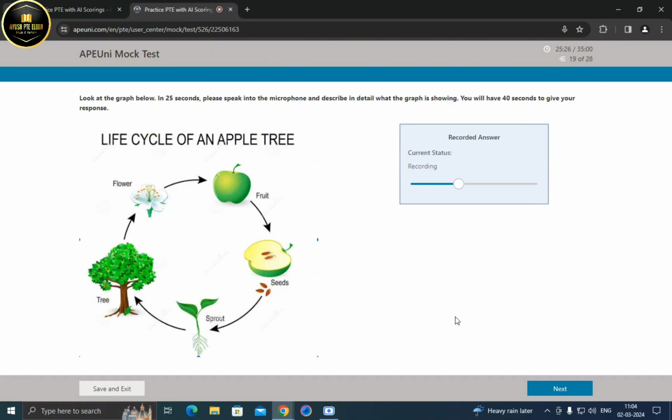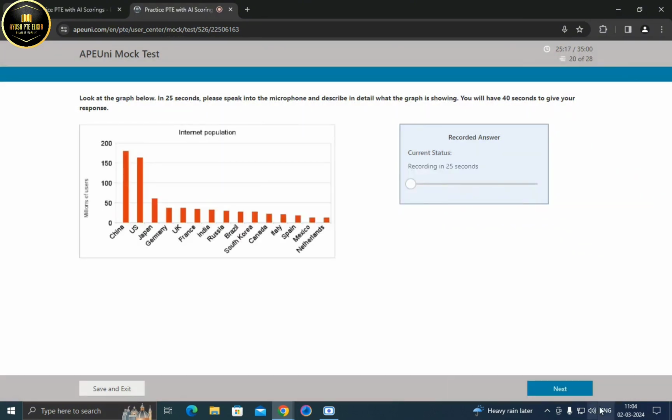There are no numbers used in this image. I can see some colors like green, white, red, and orange. Overall, this image was about the life cycle of an apple tree. Keep it simple and short.